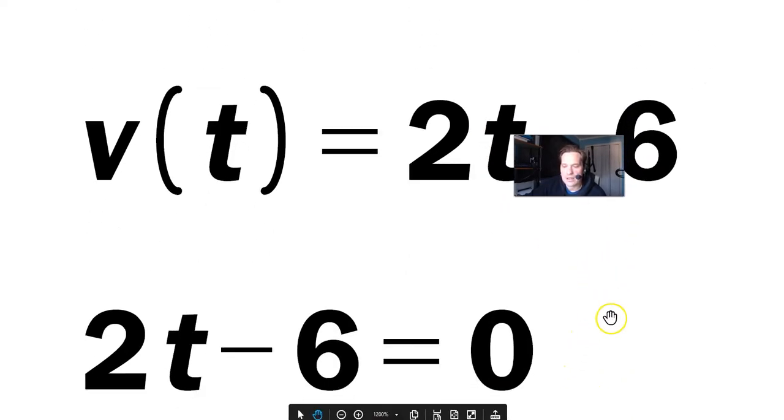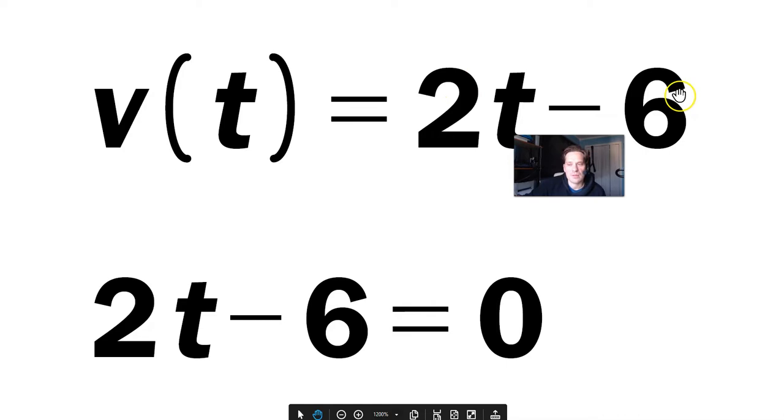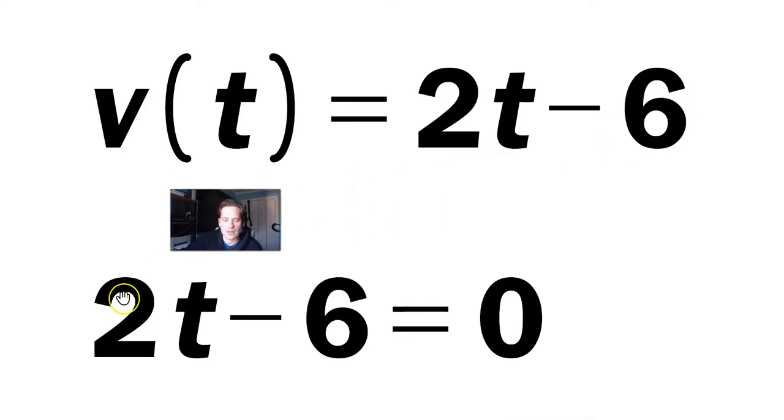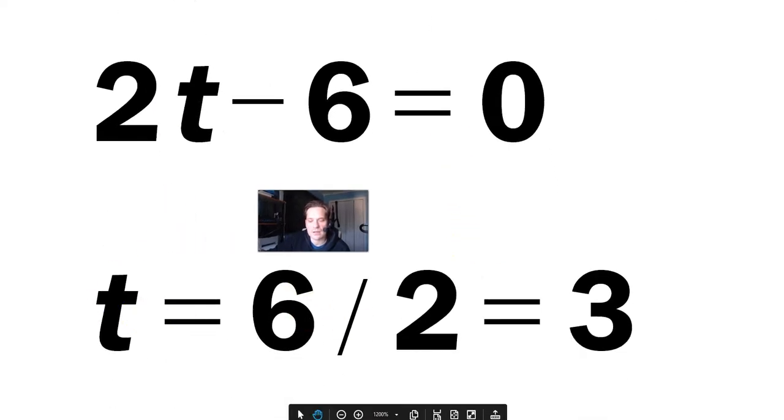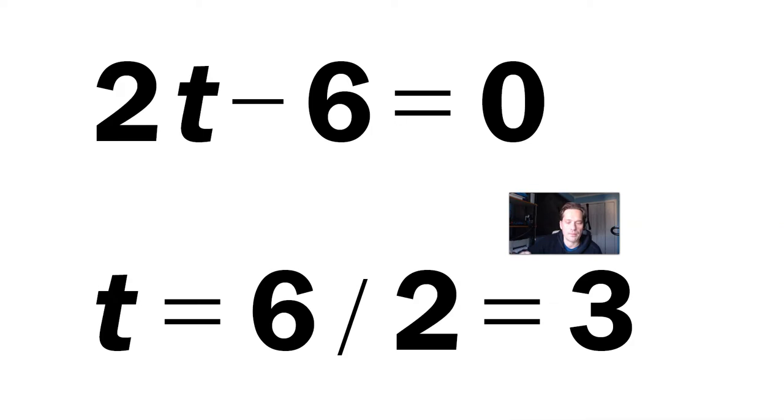Then you take your velocity expression, which is 2t minus 6, and you set it equal to 0, right? So 2t minus 6 equals 0. You solve that. Here it's pretty easy because it's just t equals 6 divided by 2, which is then equal to positive 3. Done. So what does that number actually mean?